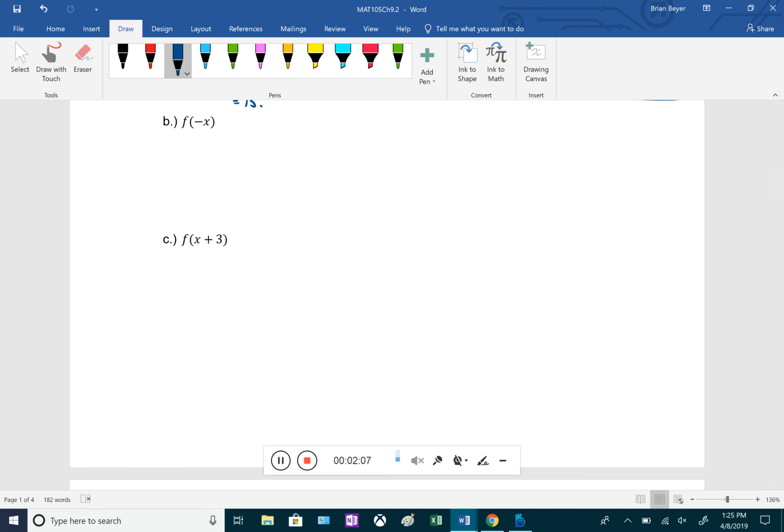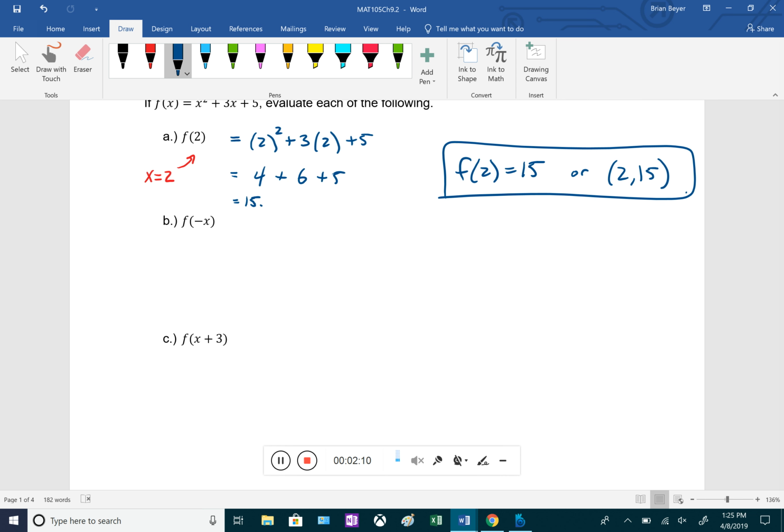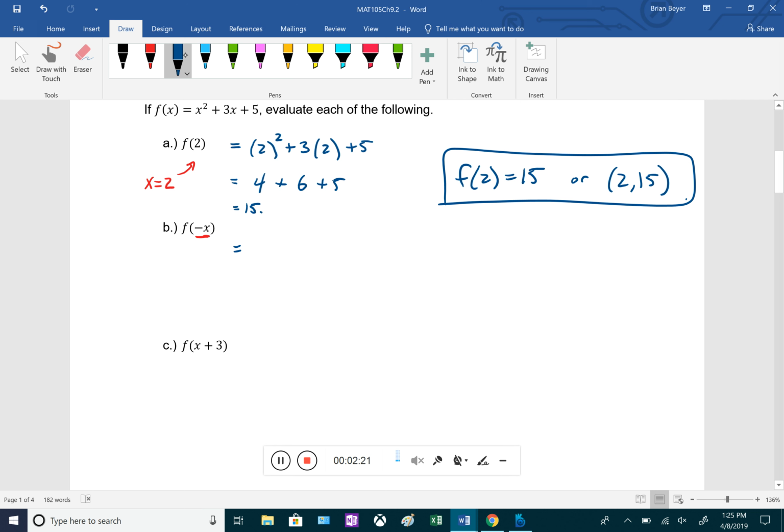Okay, next one we have f of negative x. Scroll back up to see the function. So f of negative x is going to be everywhere we see an x in the original, we're going to plug in a negative x. So instead of x squared, it's negative x squared. So make sure that you have parentheses. Plus 3 times negative x plus 5. So we have negative x to an even exponent. Whenever that happens, negative to an even exponent, the negative cancels off. This is just going to be positive x squared. And then minus 3x plus 5.